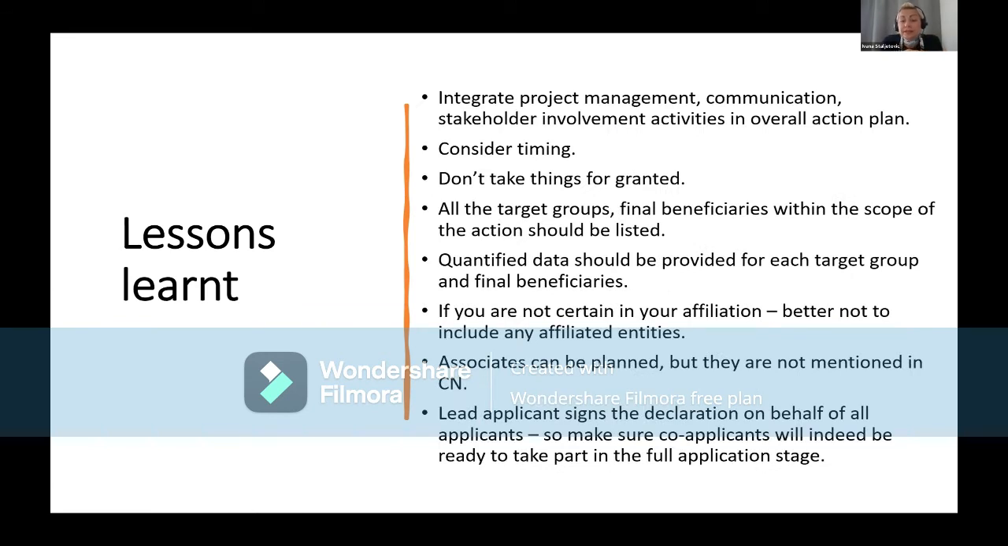You should integrate project management, a communication plan, and stakeholder involvement activities in the overall action plan. You should consider timing. You should not take things for granted.